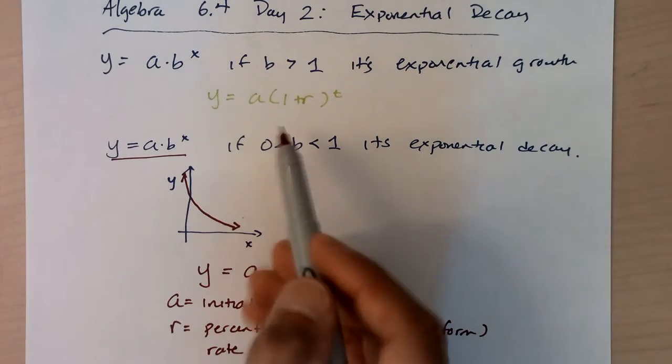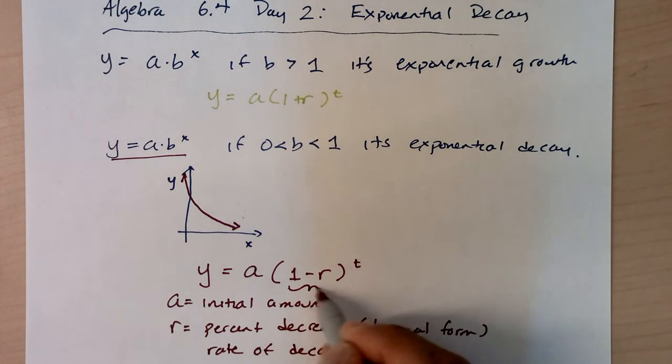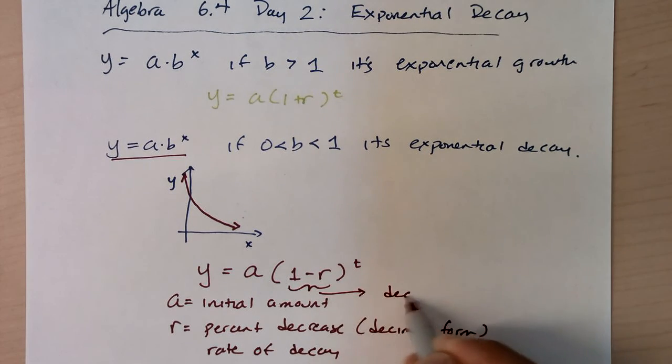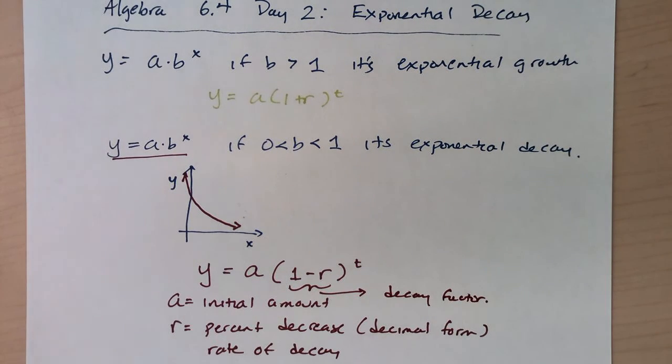And then, like with the 1 plus r, that's the growth factor, the 1 minus r is the decay factor. And then we'll use that equation and apply it to specific examples of exponential decay.